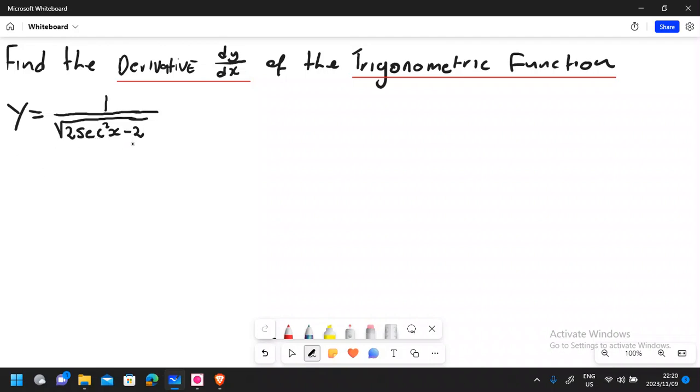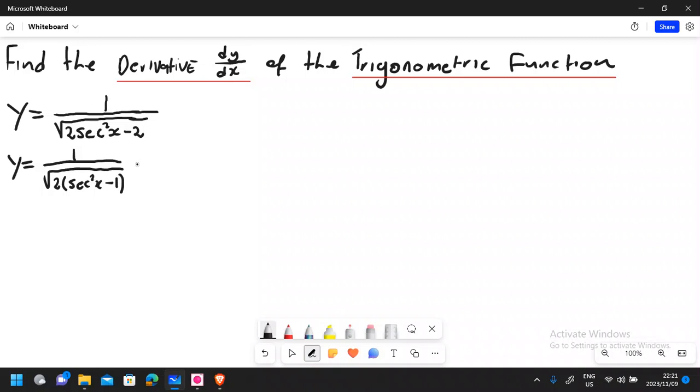So let's start. Now, as you can see here, we have 2 sec squared x minus 2. As you can see, this is a common factor. So if you continue here, y is equal to 1 over, let us not forget, we have the square root. If we take out the 2 here, what are you going to be left with? We're going to be left with sec squared x minus 1, and then we put that inside the bracket. So this is what we have.